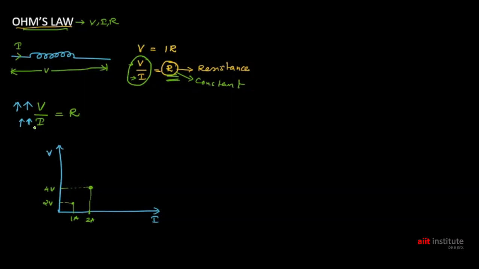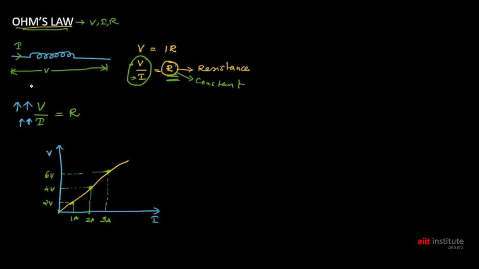So what will happen if I triple the voltage level? The voltage becomes 6 volt. At that time, my current value also will get tripled, so it will become 3 ampere. So this is the point. If you join all these points, what will we get? Let's check. If we join all these points, we will get a straight line, right?